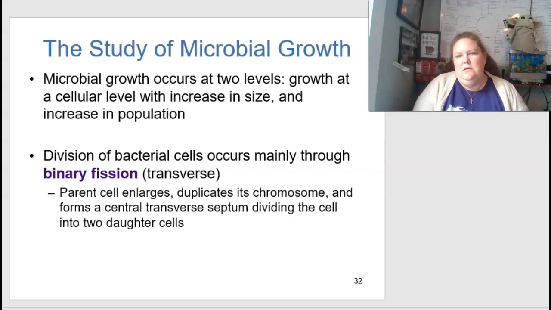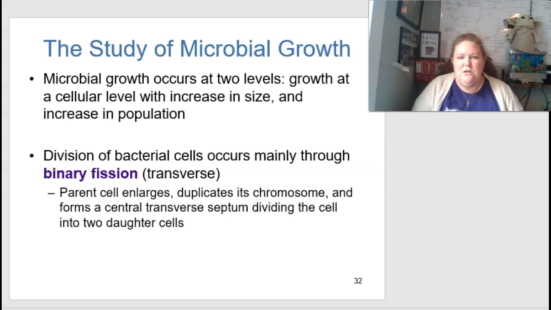So, how do we study microbial growth? Well, microbial growth occurs at two levels. One is the growth at the cellular level, which increases in size, and then the other one is an increase in population. So, the division of bacterial cells mainly occurs through binary fission.